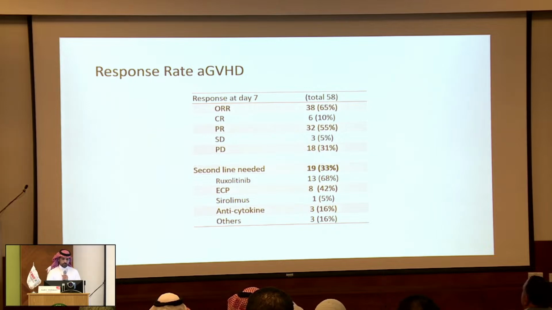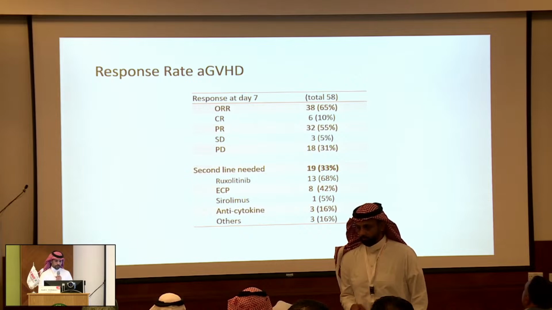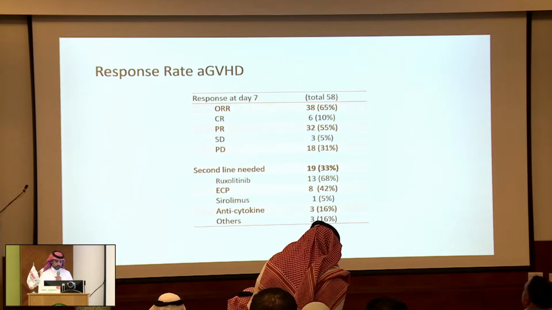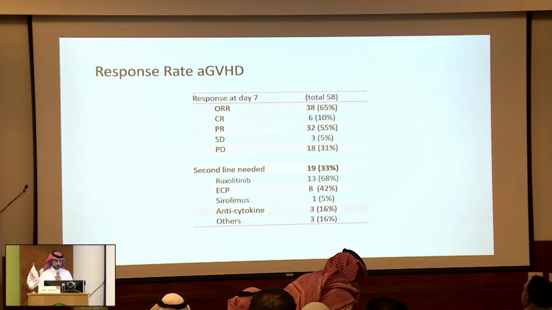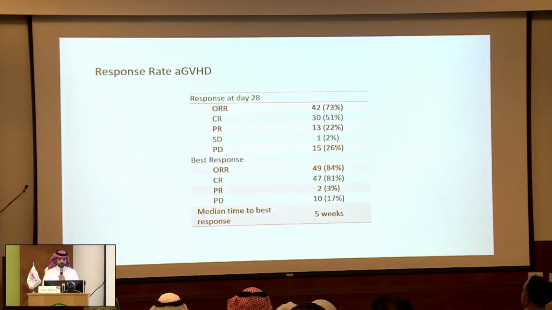Looking into the responses, day 7 response to the first line systemic therapy, which is steroid, was around 65% overall response rate, 10% only CR, and 55% partial response. There were 31% progressive disease, and 33% of the patients actually went on to receive second line therapy for acute GVHD. The most common second line was ruxolitinib, followed by ECP and anti-cytokine, which has etanercept and others, including ATG.